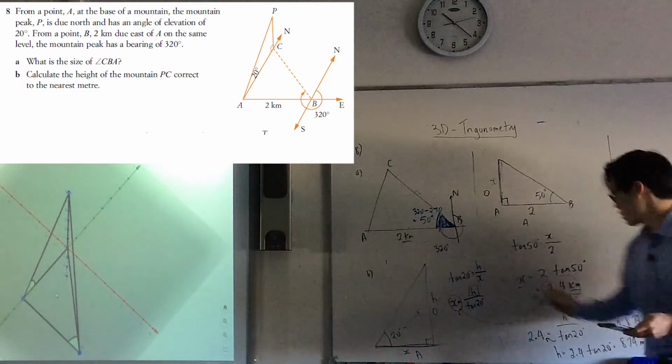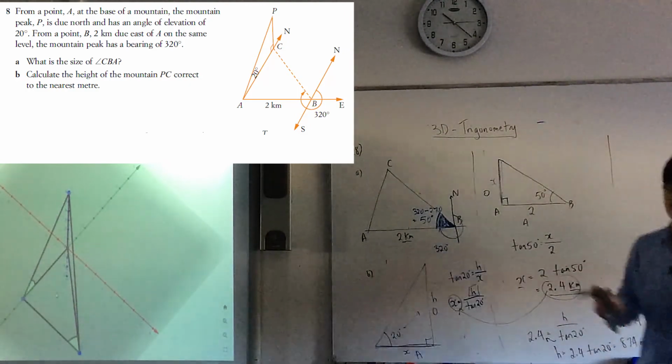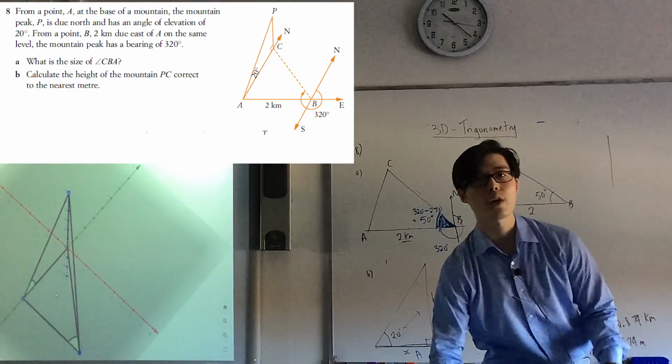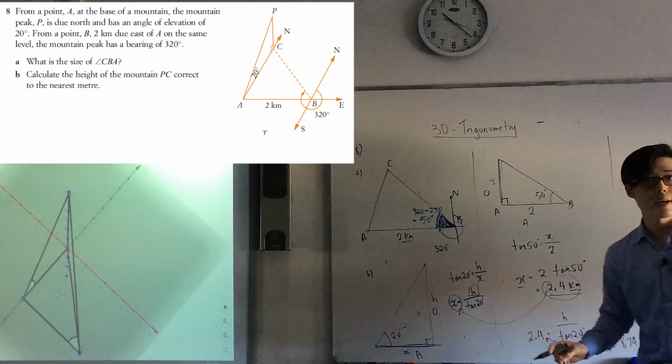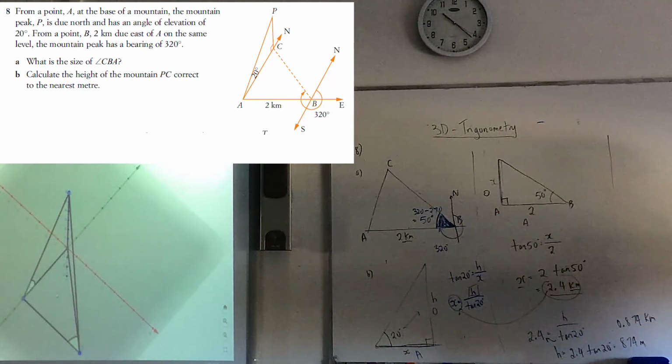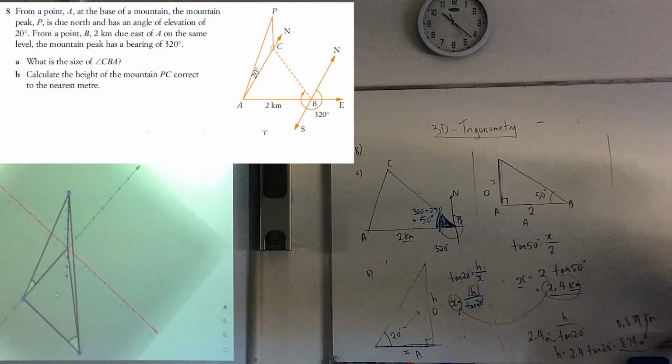But the actual question, read the question, because this is the type of stuff, girls, where you do all this work, but you don't get the full mark because you misread the question. It's just calculate the height of the mountain correct to the nearest meter. So that's how you get it.